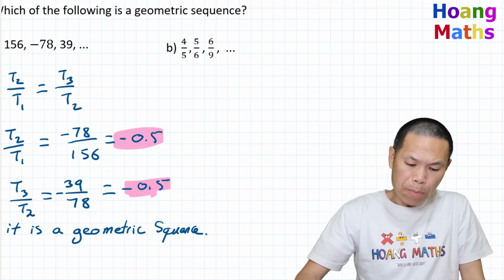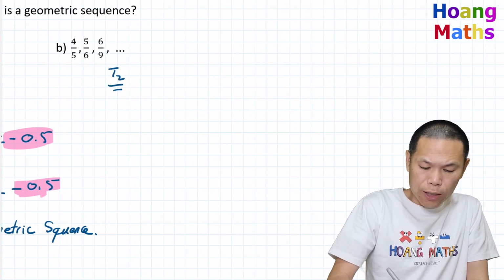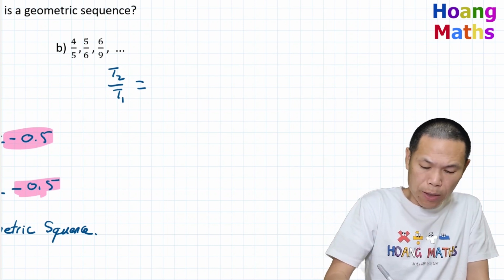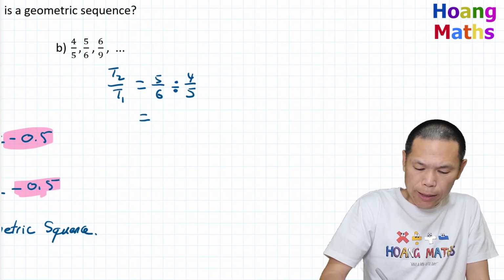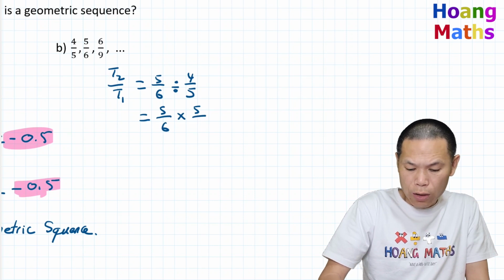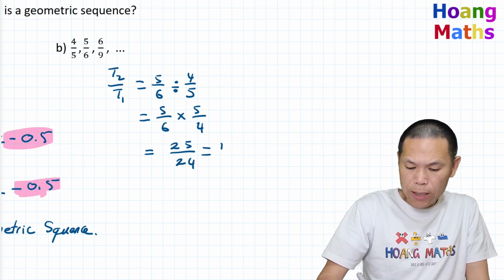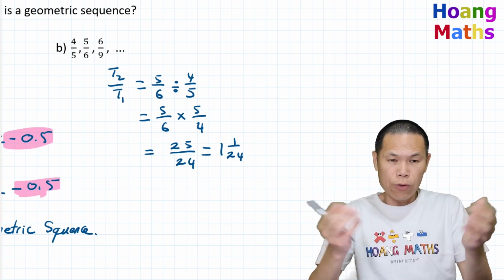There you go. Part B. So we use term 2 over term 1 because we try to find out the common ratio. Okay, remember that. So that is 5 over 6, divided by term 1, 4 over 5. This is exactly the same as 5 over 6 times, we flip the second fraction over, 4 over 5. So that is 25 over 24, which gives me 1 and 1 over 24. Or you can just put it on a calculator, and it will give you the answer.